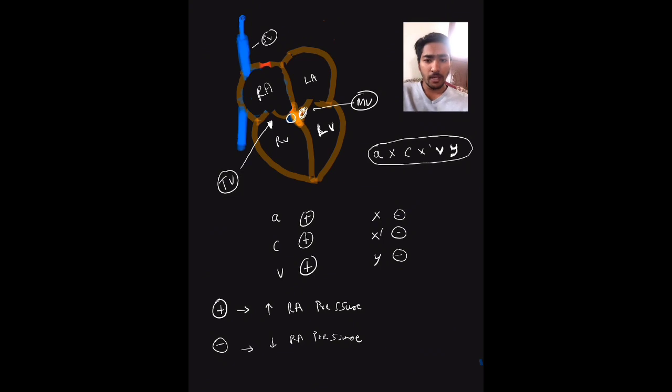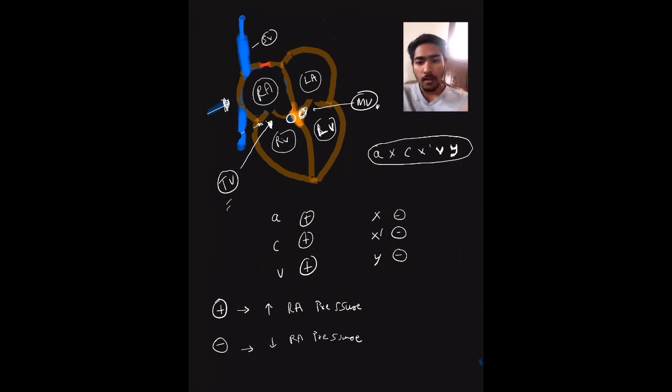So here I have drawn the normal heart. This is your right atrium, this is your right ventricle, this is your left atrium, and this is left ventricle. Between right atrium and right ventricle there is the tricuspid valve. This is your tricuspid valve, and between left atrium and left ventricle there is the mitral valve.